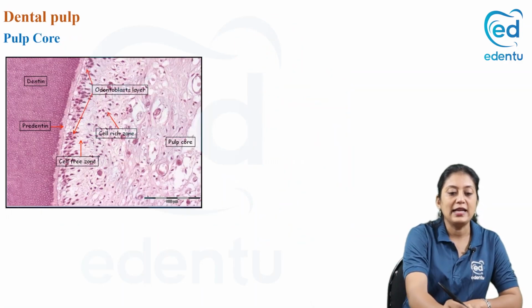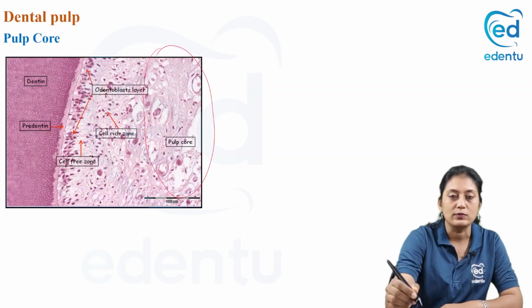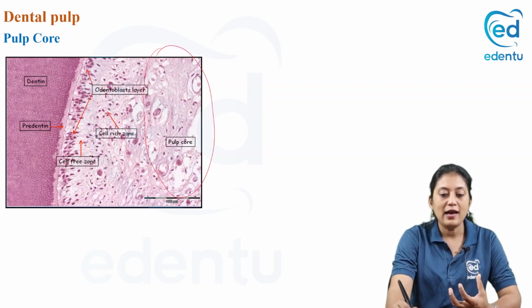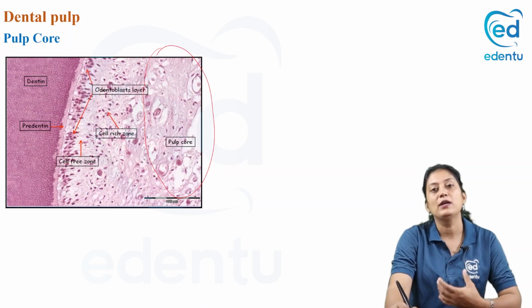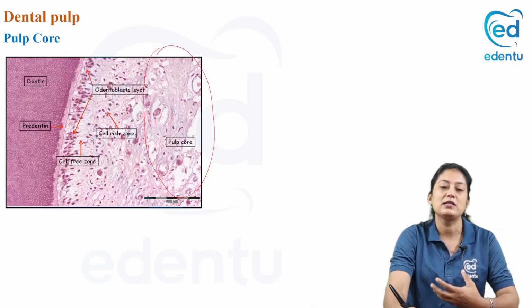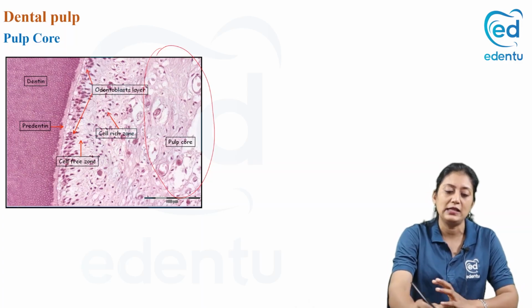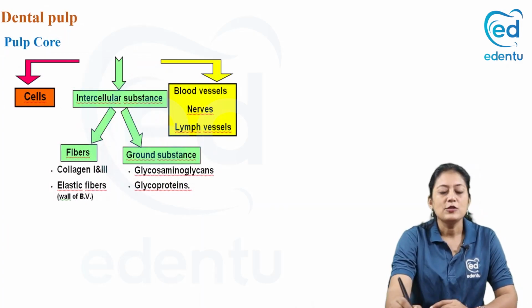So the last layer is the pulp core, the main area. See, this one is the pulp core. The pulp core is the area where you see all the fibers, ground substance, collagen fibers, other types of cells, blood vessels, nerve fibers, lymphatics, all the connective tissue elements mainly seen in the pulp core. So that's what I told.